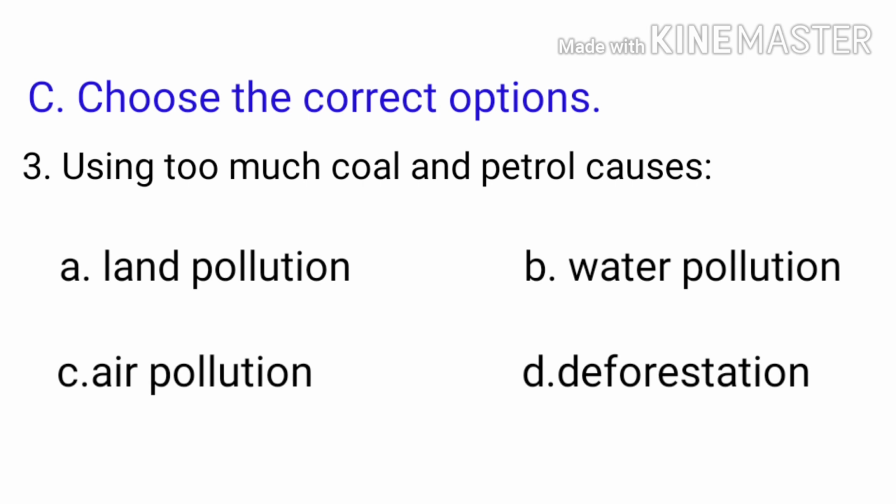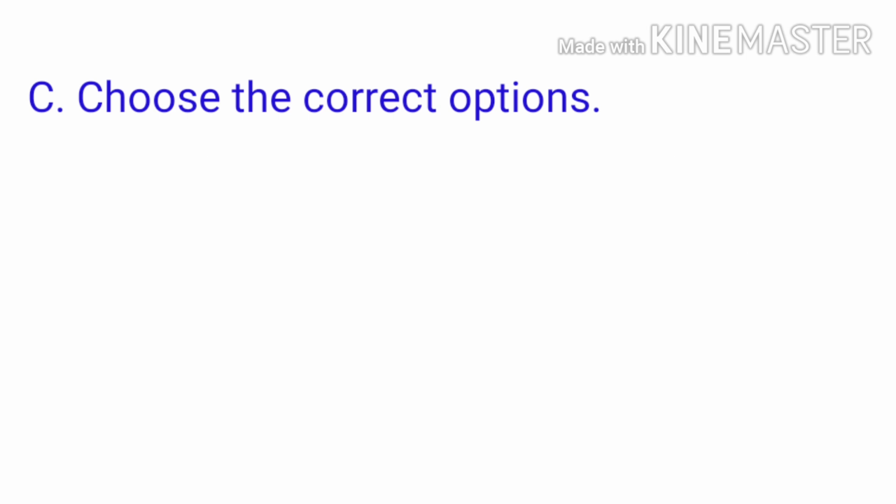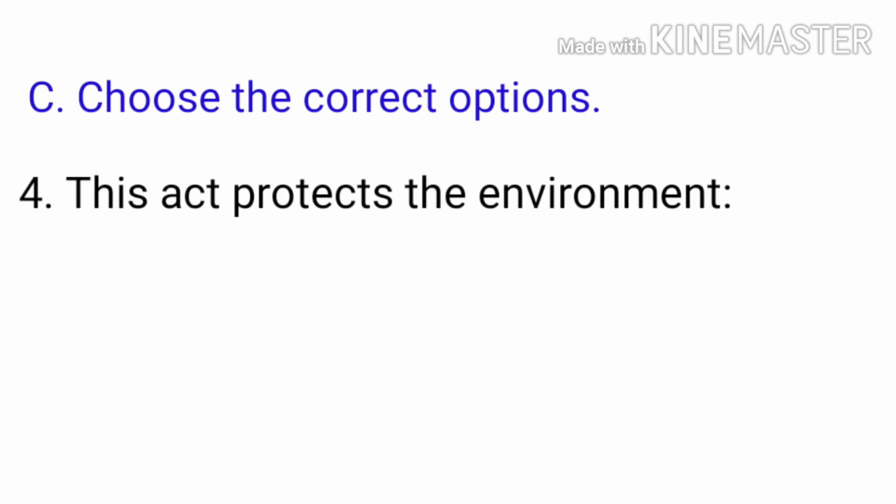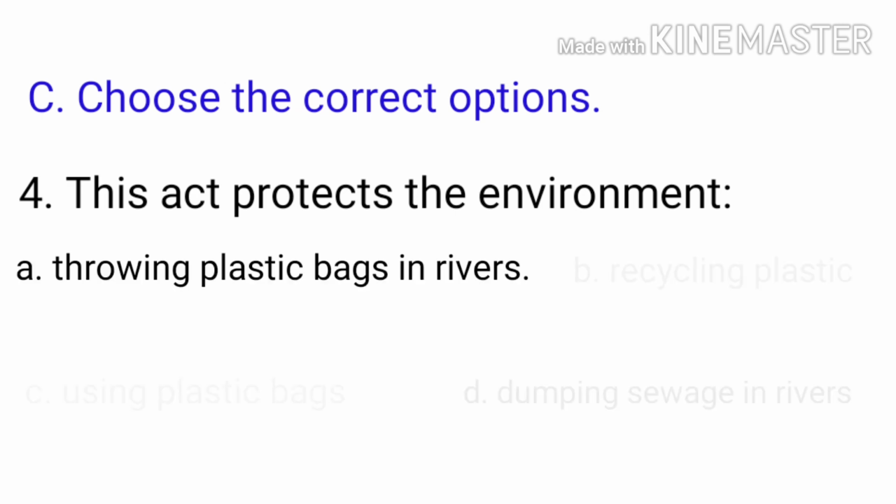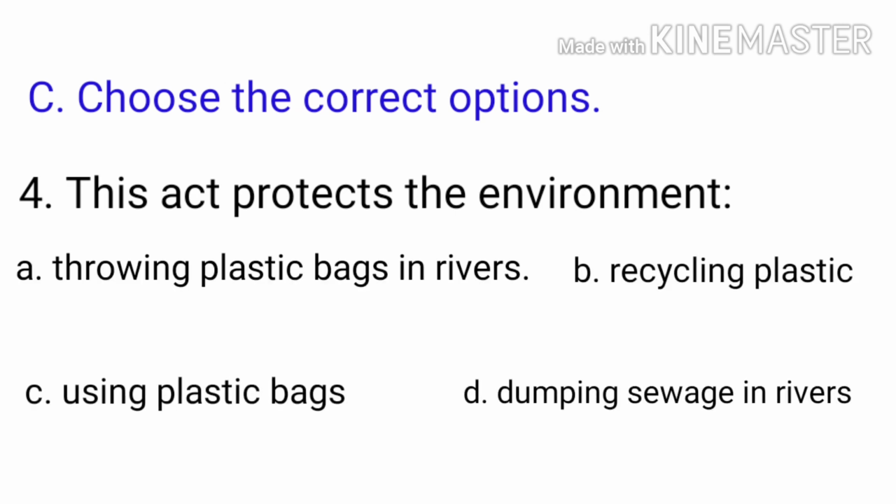Your third question, using too much coal and petrol causes? Your options? Land pollution, water pollution, air pollution and deforestation. Yes, air pollution. Next, fourth question, this act protects the environment. Options? Throwing plastic bags in rivers, recycling plastic, using plastic bags and dumping sewage in rivers. Yes, recycling plastic. Very good.